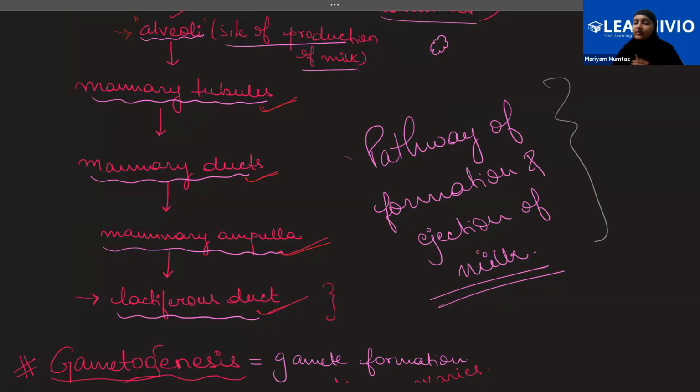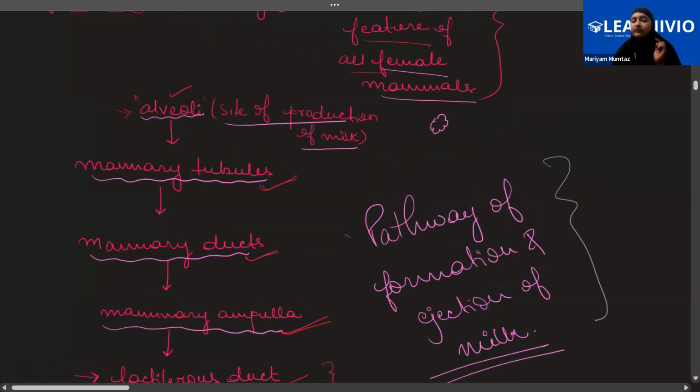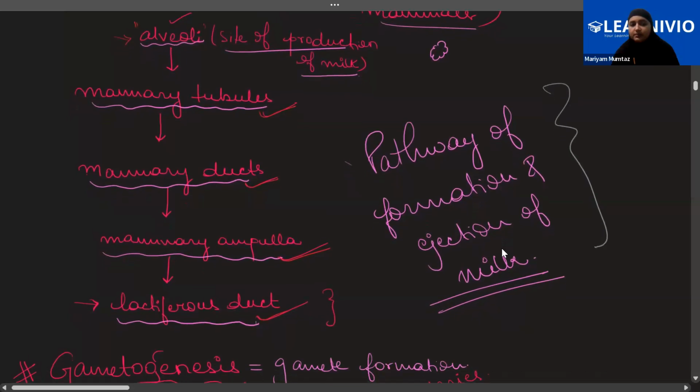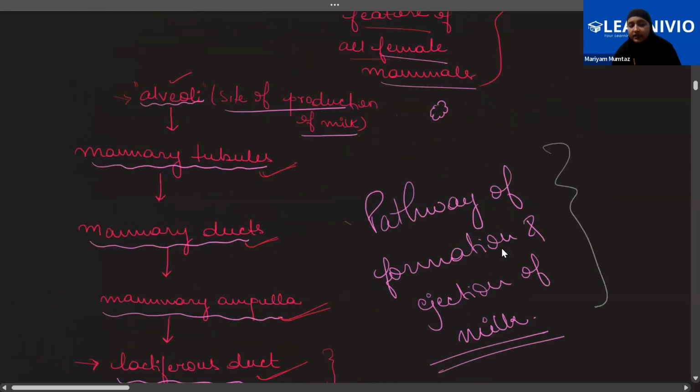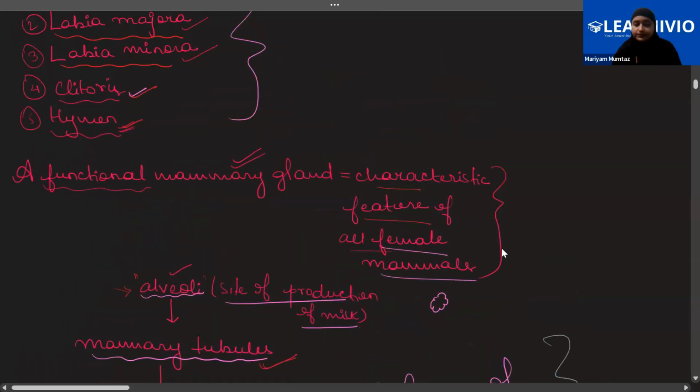So this is the pathway of formation and ejection of milk, meaning first, the milk will be formed inside the alveoli, then it will be transported out to feed the baby through this pathway. All of these structures will be there in the book to see the diagram of it. Up until now, do you people have any doubts?